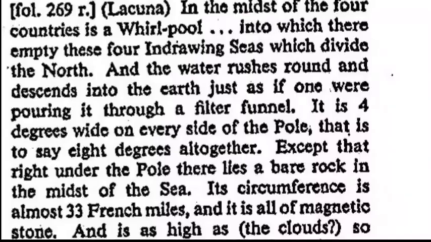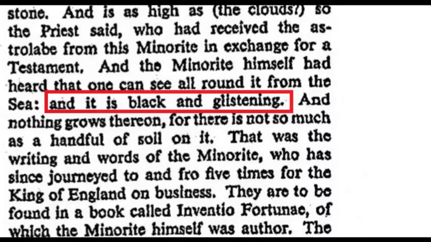In the midst of the four countries is a whirlpool, into which there empty these four indrawing seas, which divide the north, and the water rushes round and descends into the earth just as if one were pouring it through a filter funnel. It is 4 degrees wide on every side of the pole. That is to say, 8 degrees altogether, except that right under the pole there lies a bare rock in the midst of the sea. Its circumference is almost 33 French miles, and it is all of magnetic stone, and is as high as the clouds. It is black and glistening.